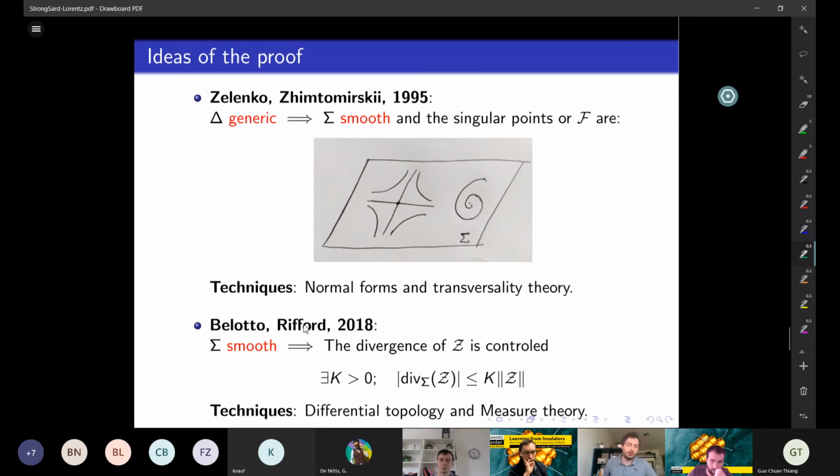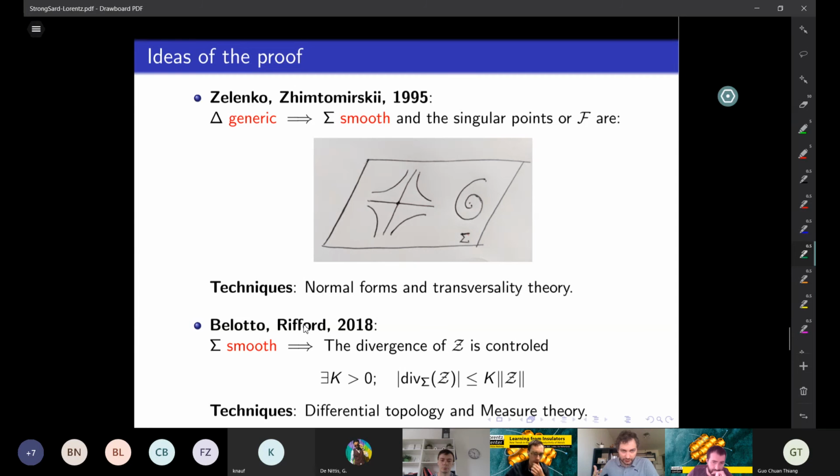Now, in our first work with Ludovic, what we remark is that if sigma is smooth, then we are able to control the divergence of the vector field that is in here. And this means that we can control the divergence in terms of the norm of the vector field itself. To give you an idea of what this means, if you look at the spiral, the divergence is what controls how you contract, and the integral of the norm is going to give you the length of the curve. So you're saying that the contraction rate is bounded in some way by the length, and in other words, you can show that you cannot have this contraction in finite length. And here, the techniques are differential topology and measure theory.